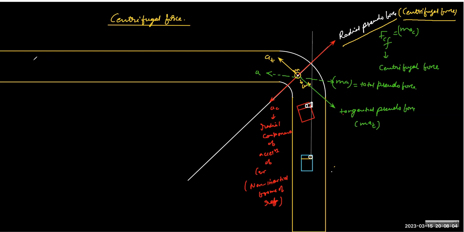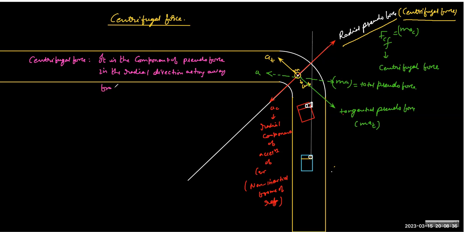Tell me, guys, can we define it like this? Centrifugal force: it is the component of pseudo force in the radial direction acting away from center. Because it's a pseudo force, we have to use it when we try to write the laws of motion in a non-inertial frame. Otherwise, there is no need for this.